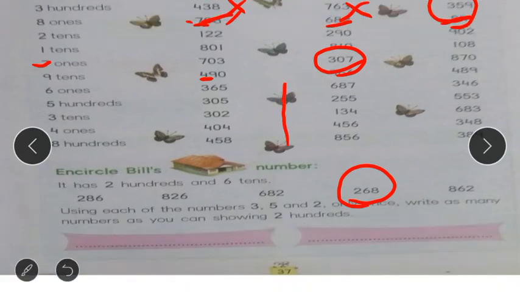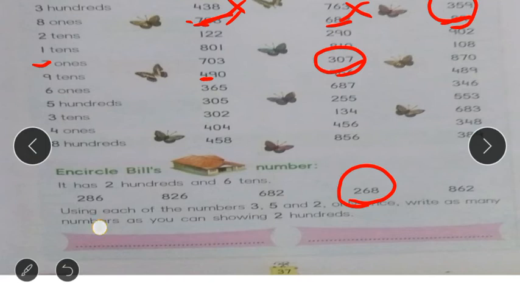Using each of the numbers 3, 5 and 2 only once. It means that you have to use these numbers 3, 5 and 2 only one time. You don't have to repeat the number. Write as many numbers as you can showing 200s. So you have to write as many numbers there. You have to show 2 is in 100. 2 should be in hundreds place.